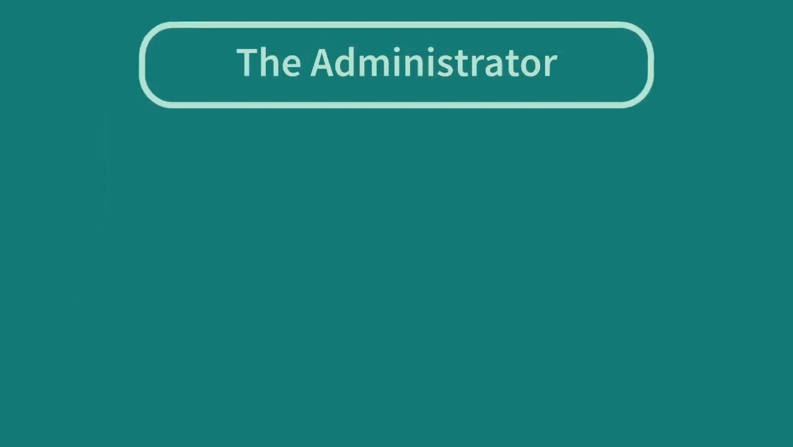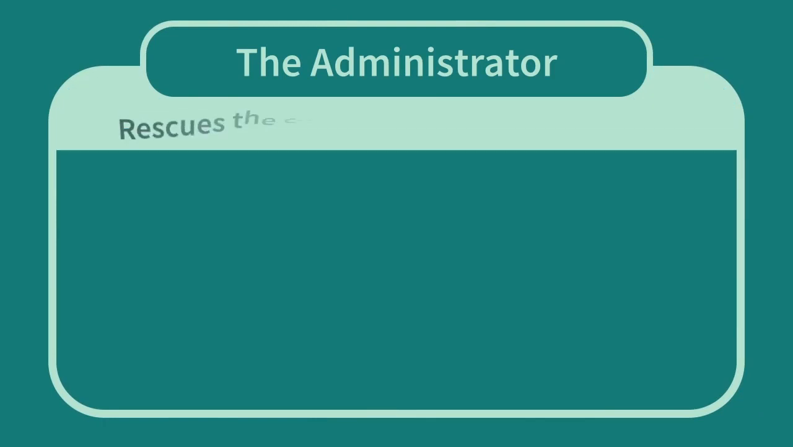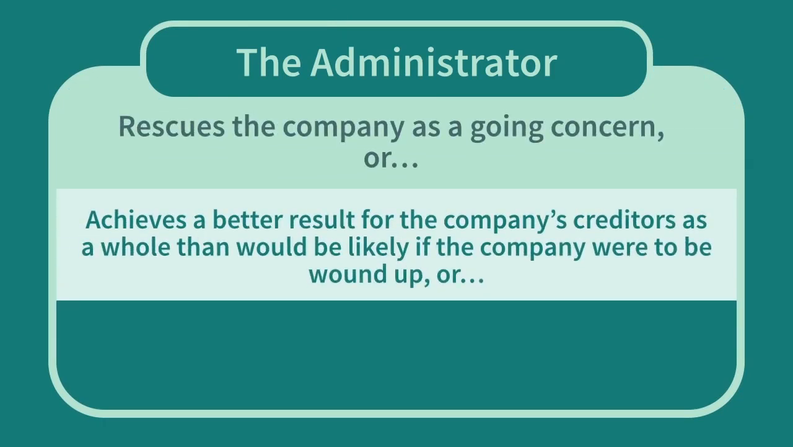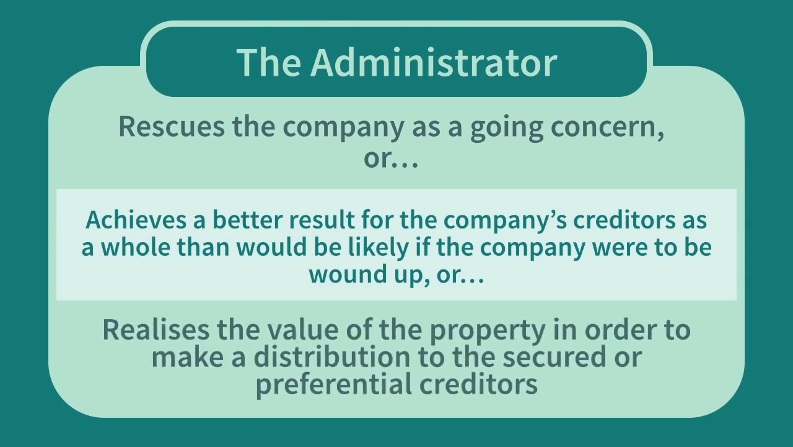The function of the administrator is to rescue the company as a going concern, or to achieve a better result for the company's creditors as a whole than would be likely if the company were to be wound up, or to realize the value of the property in order to make a distribution to the secured or preferential creditors.